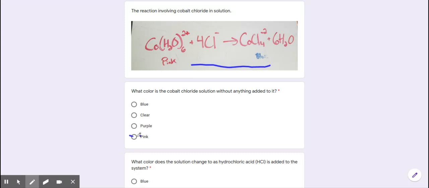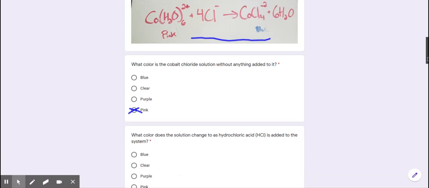Well, it was a pink color to start. We had to add a little hydrochloric acid to it to get it to a purple color at one point in time, but that was not until the temperature stresses.